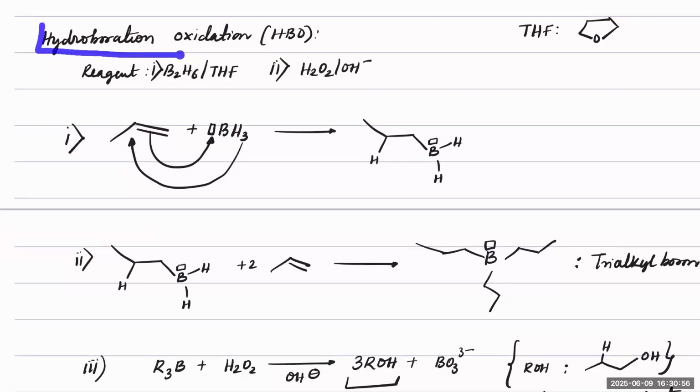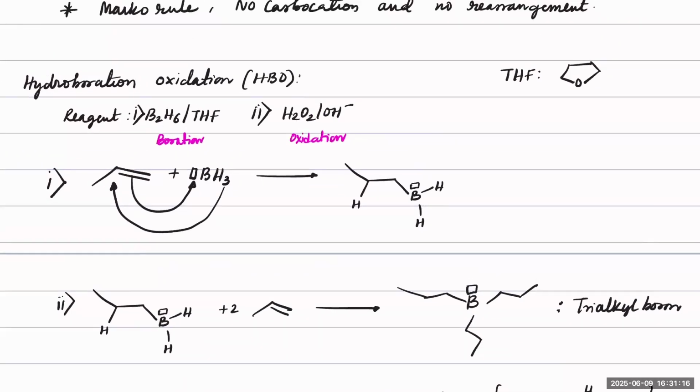Next, check out hydroboration oxidation. This is another reaction type. In this case, there are two steps happening. First one is called boration, or hydroboration. The second one is called oxidation. B2H6, diborane, is a gas, and when you mix that gas with a liquid tetrahydrofuran, it will react with this tetrahydrofuran to form a complex and release one BH3 molecule.